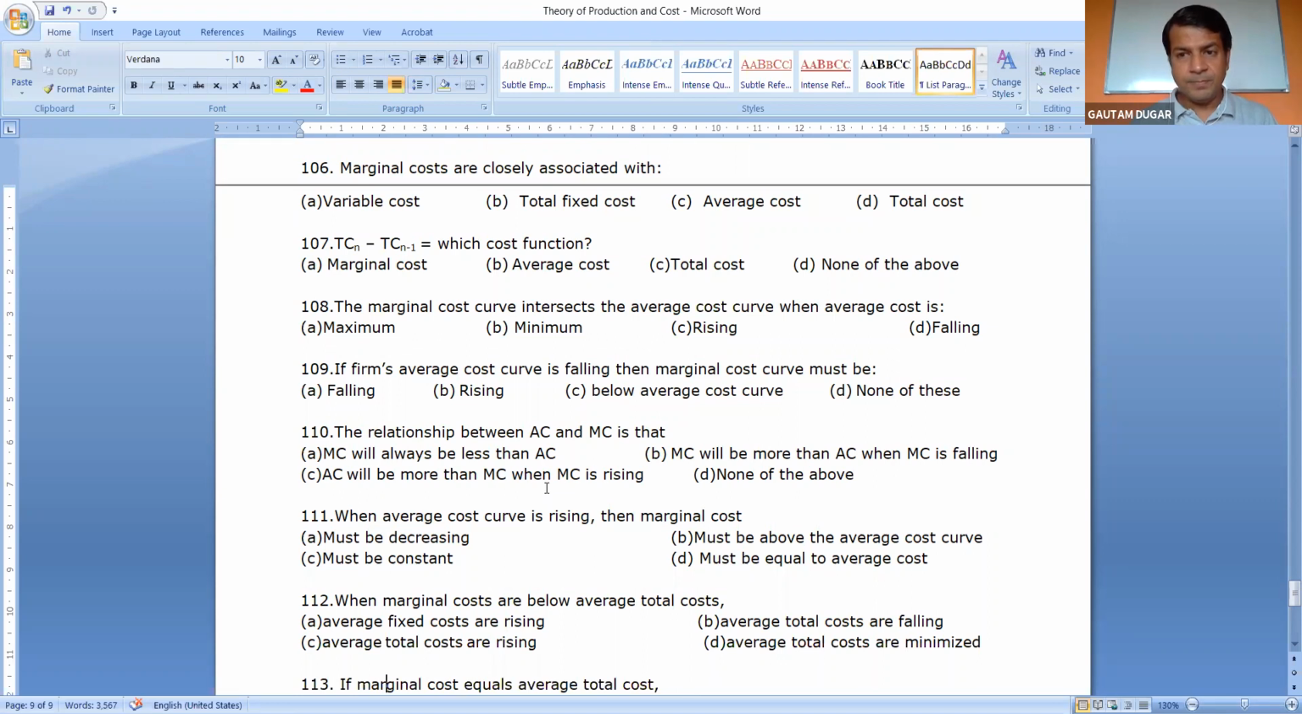109. If the firm's average cost curve is falling, I showed you on the diagram that so long as the average cost curve is falling, marginal cost will lie below the average cost. So 109 is C. The relation between AC and MC, 110, is: read the options carefully and then only answer.